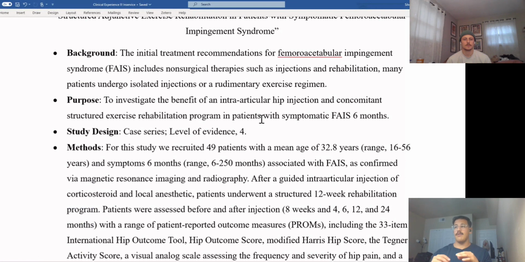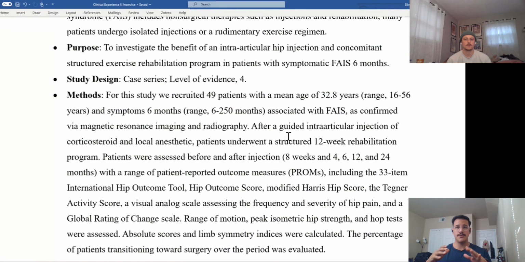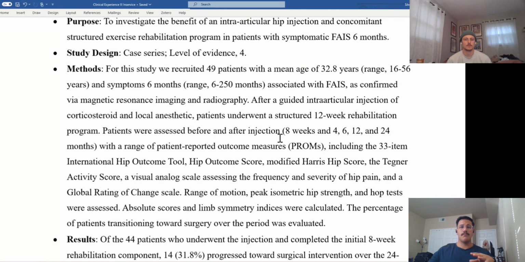They wanted to see how FAI can be treated, whether that's injection, rehab, or a combination of both. They had 49 patients all around, about 32 that went into the program. They had a couple of outcome measures, such as the International Hip Outcome Tool or Hip Outcome Scores and the Modified Harris Hip Scores. These are all ones I hadn't heard of before and had to look up to find out what they were. But basically, they're all patient-reported.